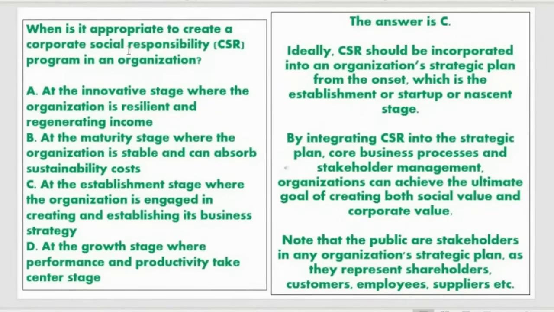It says, when is it appropriate to create a corporate social responsibility program in an organization? A says, at the innovative stage where the organization is resilient and regenerating income. B, at the maturity stage where the organization is stable and can absorb sustainability costs. C states at the establishment stage where the organization is engaged in creating and establishing its business strategy. D says at the growth stage where performance and productivity take center stage.